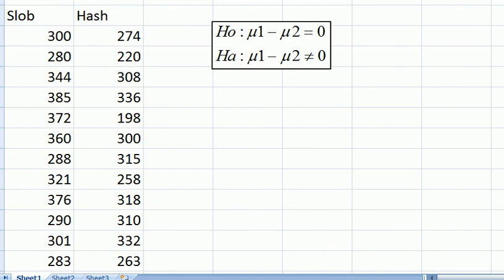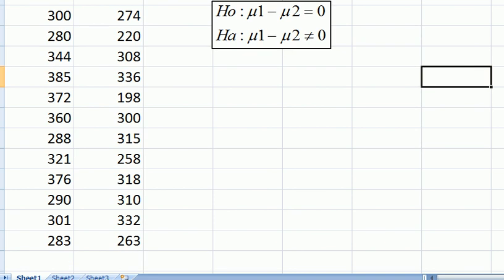So we're testing slob against hash. We don't know the variances. We're assuming that the variances in each sample, and therefore each population, are not the same. It could be the same, it might not be, it doesn't matter. It also doesn't matter whether or not we happen to have exactly the same number of observations in each column. In this case we do, but this is not a requirement. So we have from A4 to A15 and B4 to B15. It could be a different number.